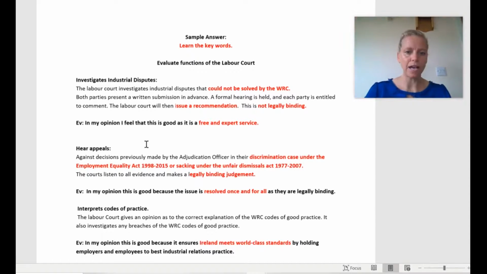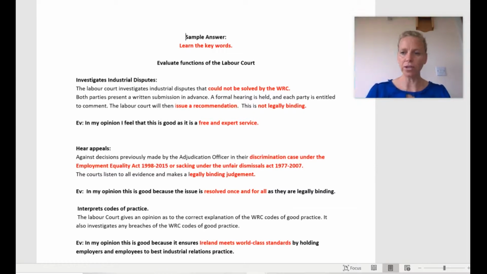So I'm underlining everything that you're getting your marks for. If that's been marked 2 plus 2 plus 1, I'm picking your 2 up here, straight away I see those keywords. And then in my opinion, this is good because the issue was resolved once and for all. So there, that's your evaluation there. That picks up your plus 1. So we're getting our 2 plus 2 plus 1.